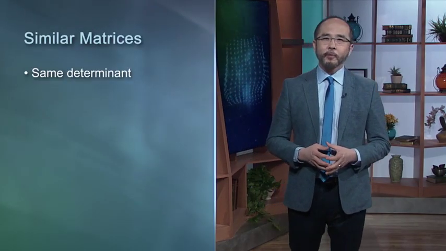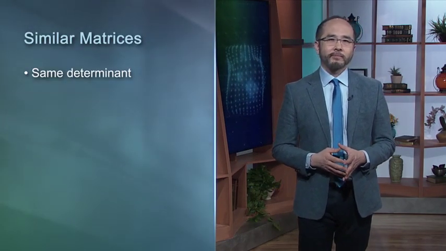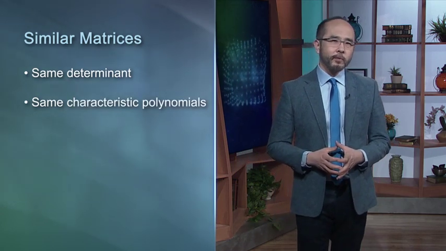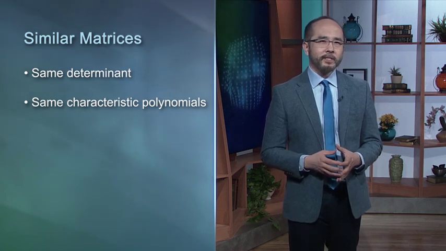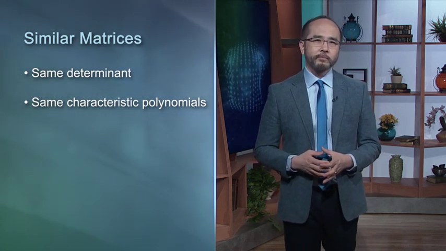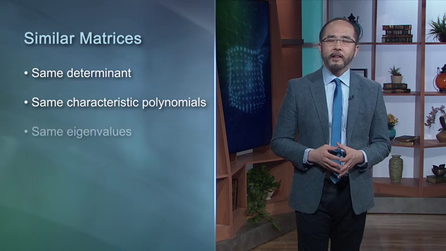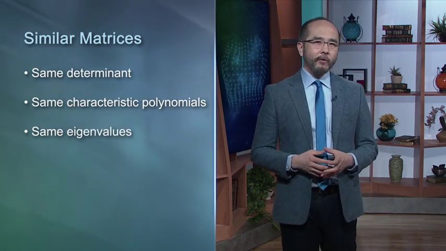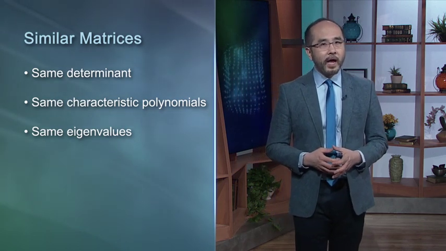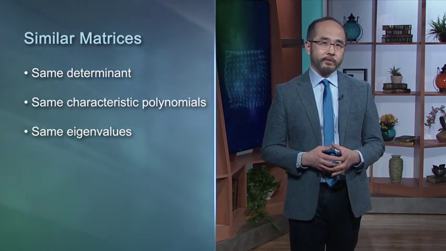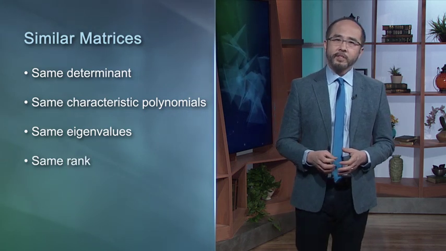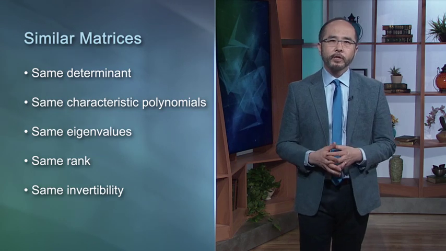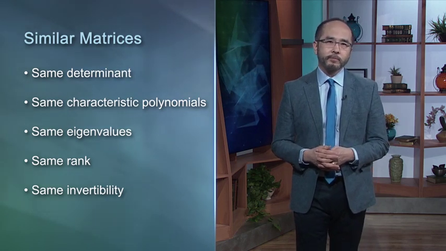For instance, similar matrices have the same determinant. You should try to show this. Also, can you similarly show that similar matrices have the same characteristic polynomial? Try this. Therefore, they have the same eigenvalues. However, similar matrices do not have the same eigenvectors. They have the same rank and the same state of invertibility, meaning one is invertible if and only if the other one is.